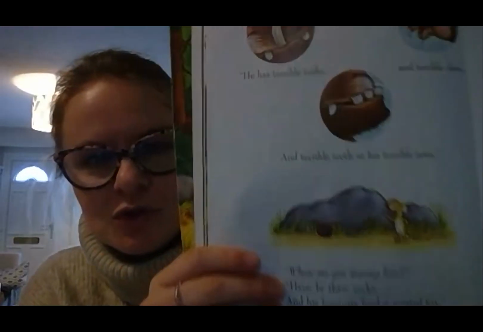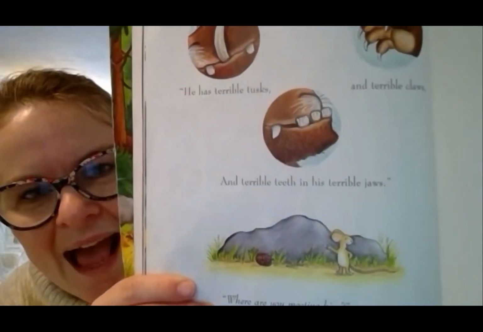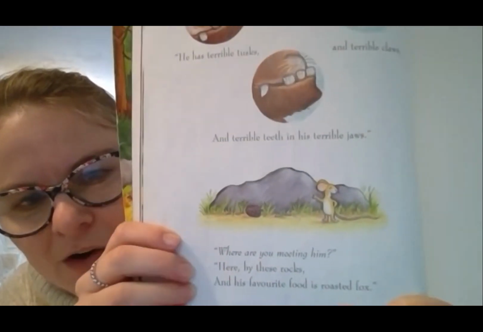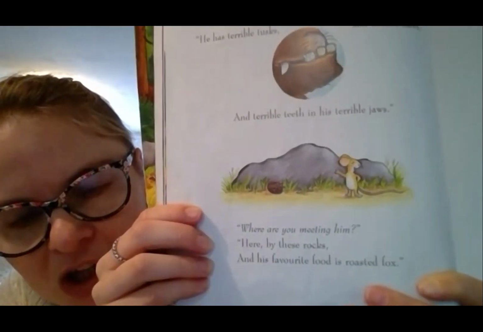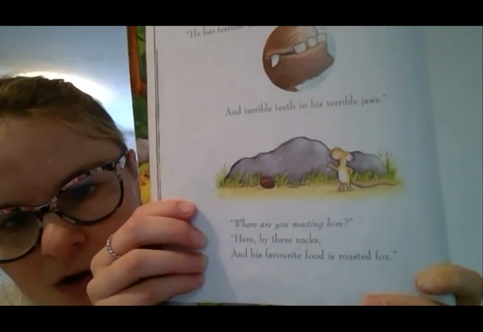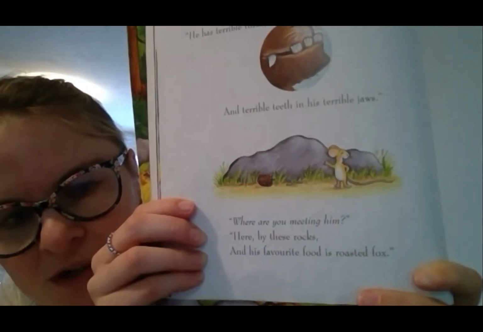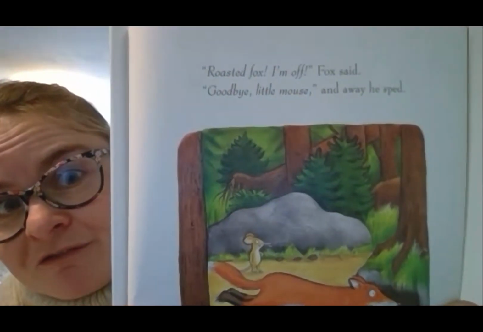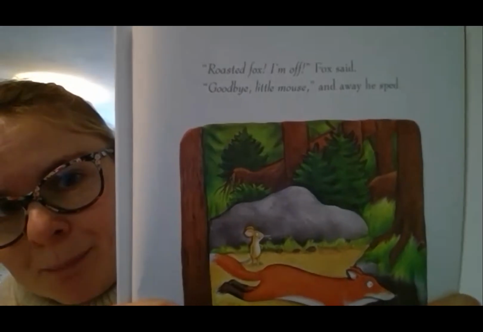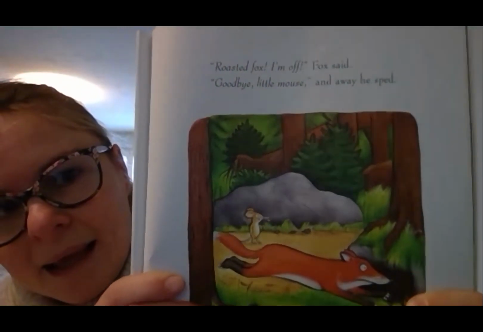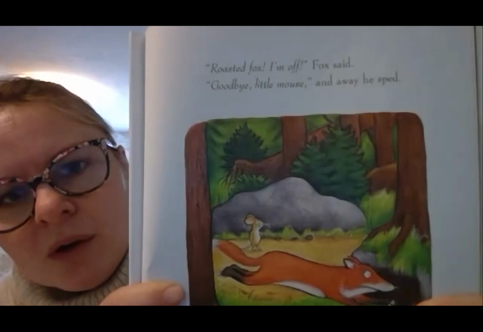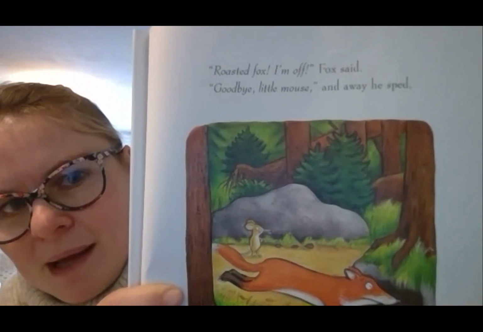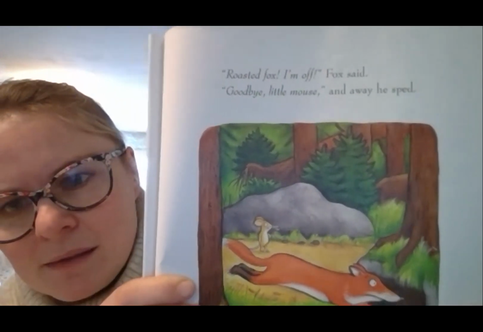Our next part of the story goes: He has terrible tusks and terrible claws and terrible teeth in his terrible jaws. Where are you meeting him? Here by these rocks. And his favourite food is roasted fox. Roasted fox, I'm off, said Fox. Goodbye, little mouse, and away he sped.